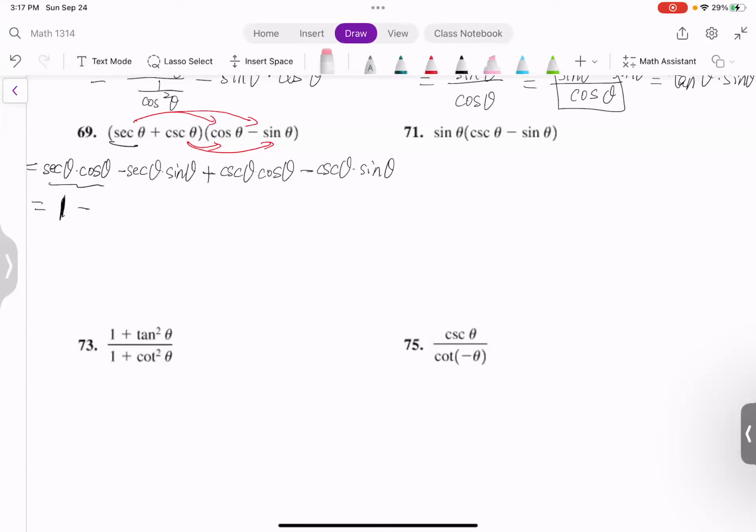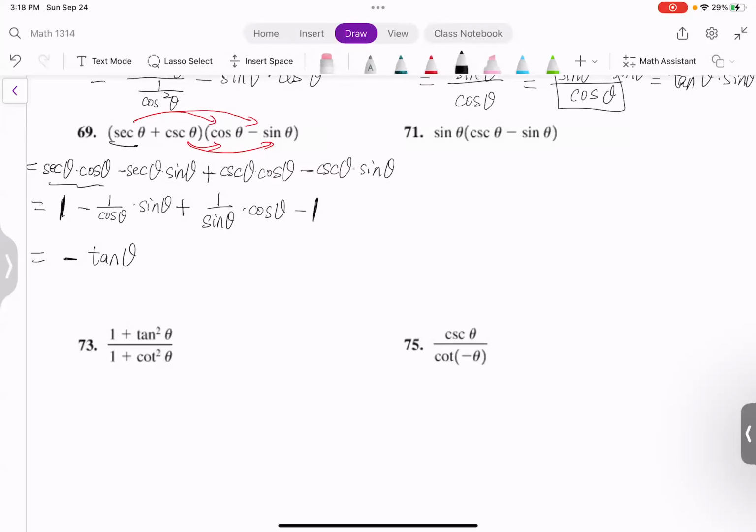So what is secant? Converted to the sine and cosine is 1 over cosine theta times sine theta plus cosecant is 1 over sine times cosine theta minus cosecant theta and sine theta, they are reciprocals. So it is 1. First term, last term, they are cancelled. So we only have the middle term. And the negative 1 over cosine theta times sine theta. What is that? That's tangent theta, because I know that sine over cosine is tangent. So I'm having a negative tangent here.